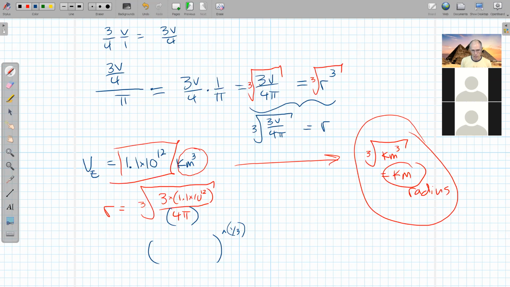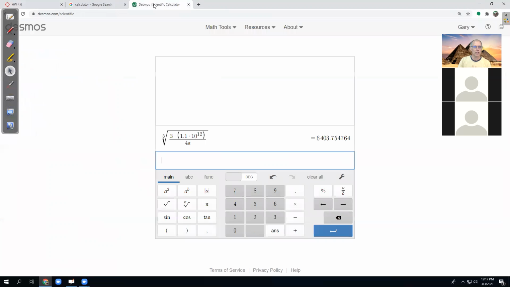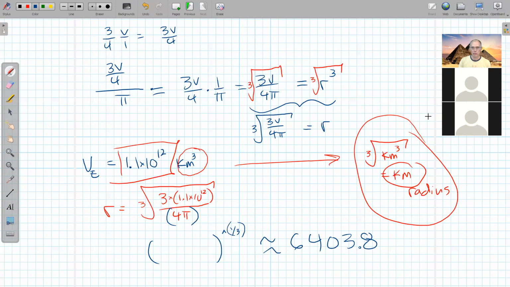So then this is approximately 6,403.8. Double check. Calculator. Yep. All right. And earlier, I justified that if I take the cube root of kilometers cubed, I should get kilometers because the root and the power cancel. And that's why we learned about roots. And so this is definitely kilometers. All right, so that is the radius of the Earth.